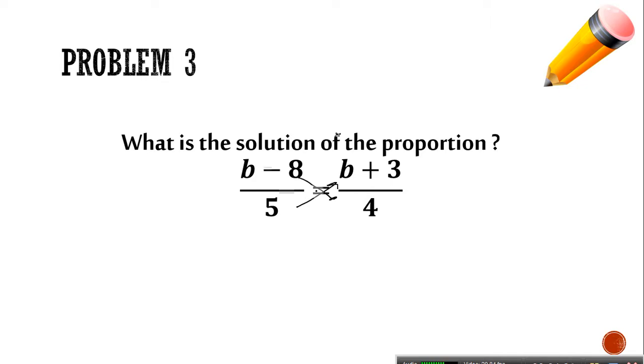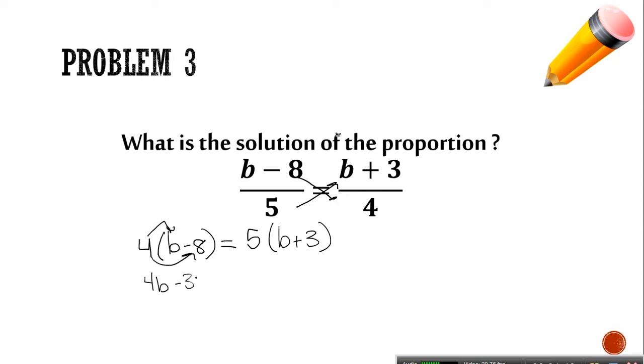So I'm going to go b minus 8 times 4. So I'm going to write this as 4 times b minus 8. And that should be looking like something you've seen before. Over here, just like this side, we're going to go 5 times b plus 3. So I need to then distribute that 4. So I'm going to get 4b minus 32 equals 5b plus 15.